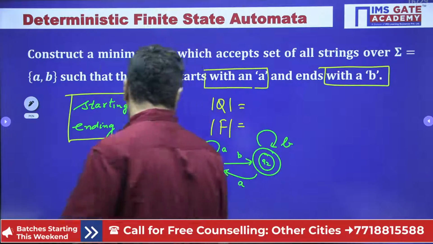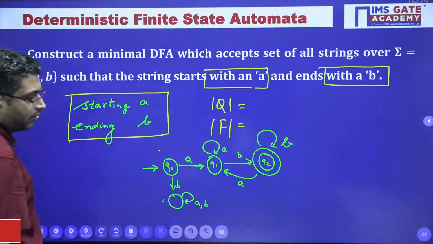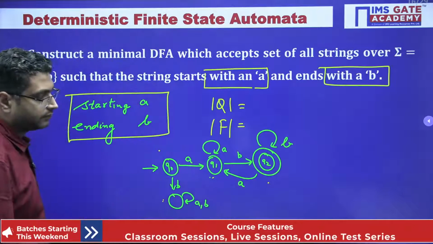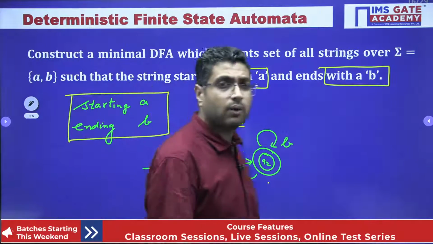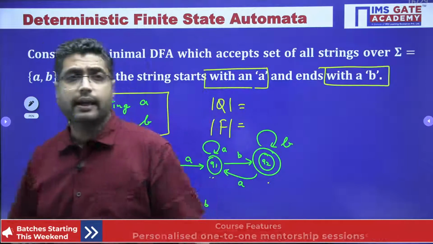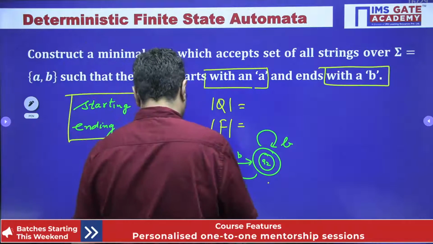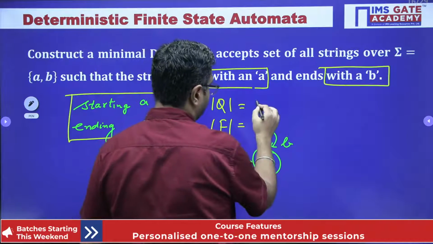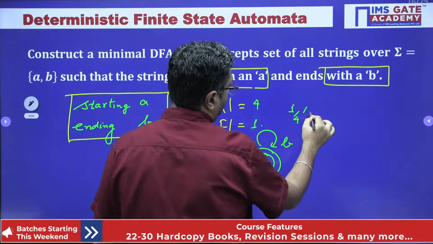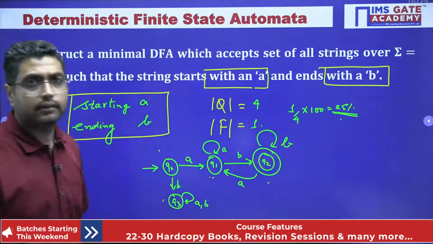So this state represents starting with B. This state represents epsilon. This state represents starting with A. This state represents ending with B. So that is the meaning of each state. Now how many states are there? Q0, Q1, Q2, Q3. There are 4 states, and what is the number of final states? 1 by 4. 25% of the states are final states, right?